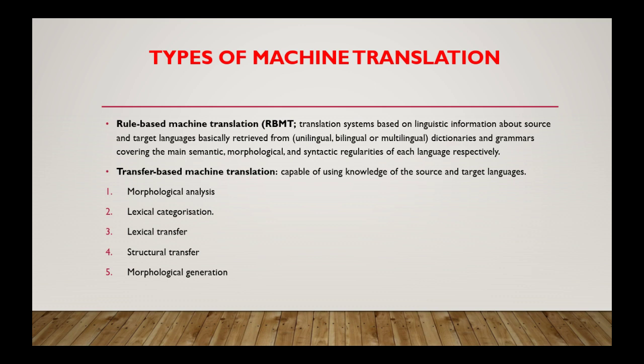The second one is transfer-based machine translation, which is capable of using knowledge of the source and target languages. The various types of transfer-based machine translation are morphological analysis, lexical categorization, lexical transfer, structural transfer, and morphological generation.